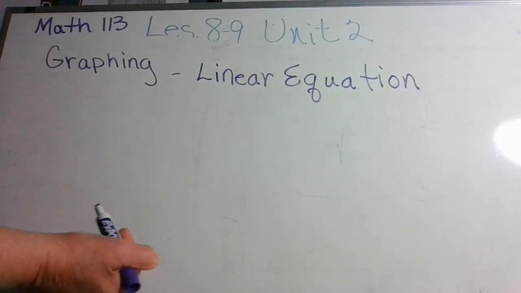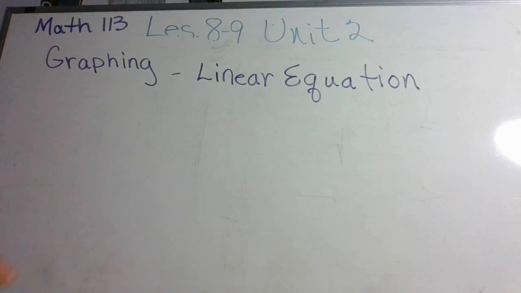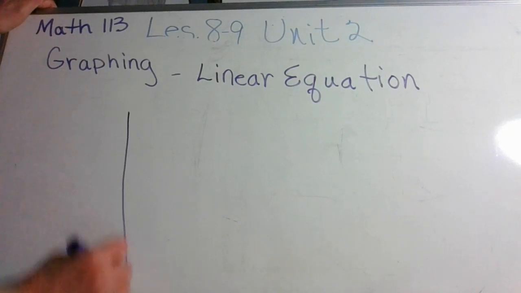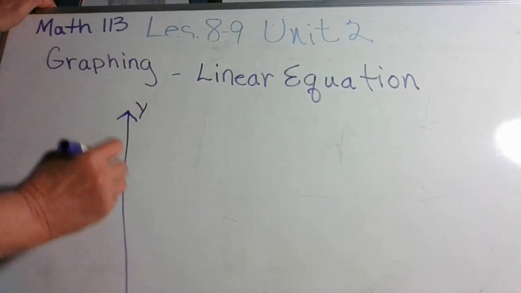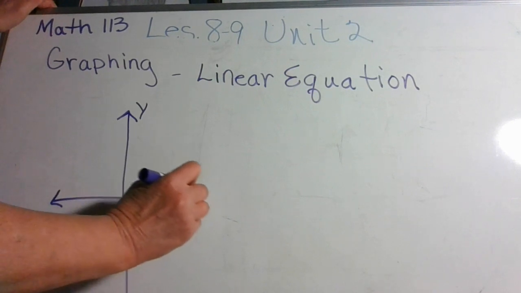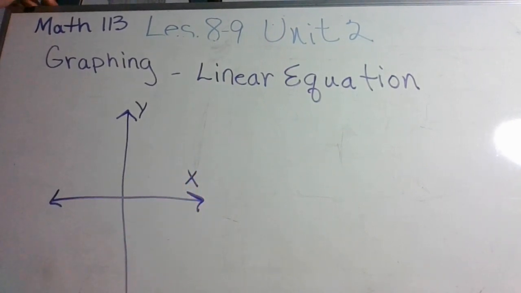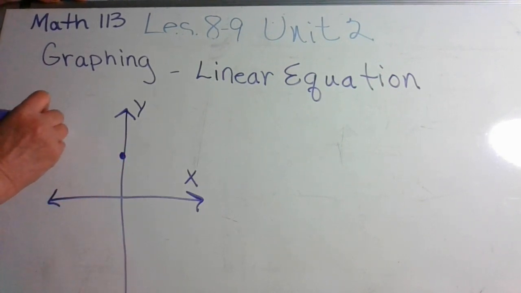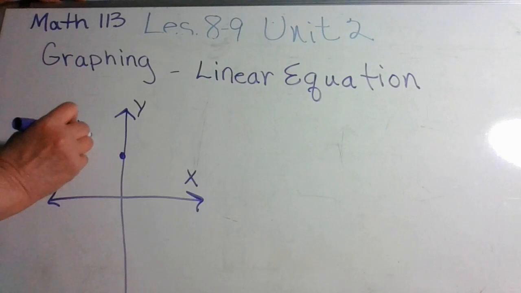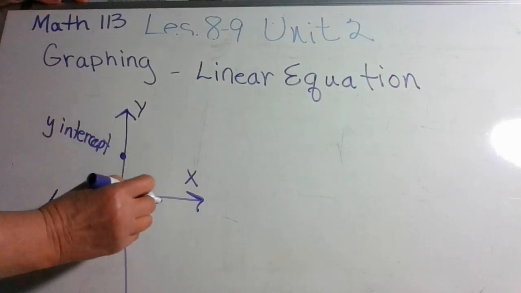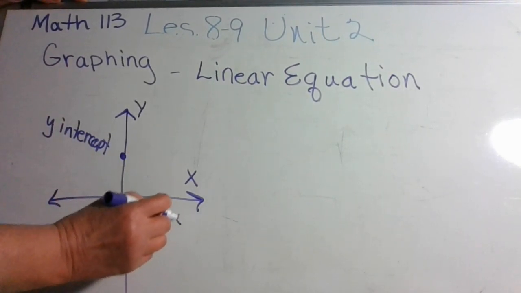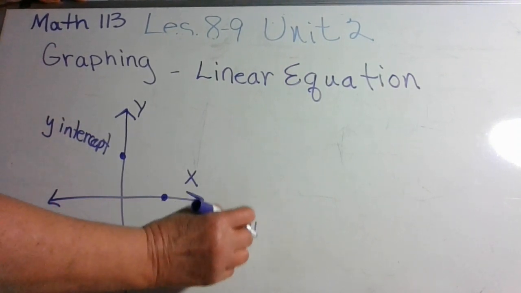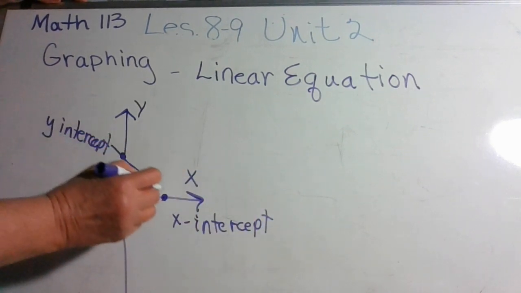So just a little refresher here on the graph. The vertical axis is the y-axis. The horizontal is the x-axis. If we have a point here, this is called the y-intercept. And this, if it's on the x-axis, is called, guess what? Yep, you're right, the x-intercept. And if we have those two values, we can make a line.